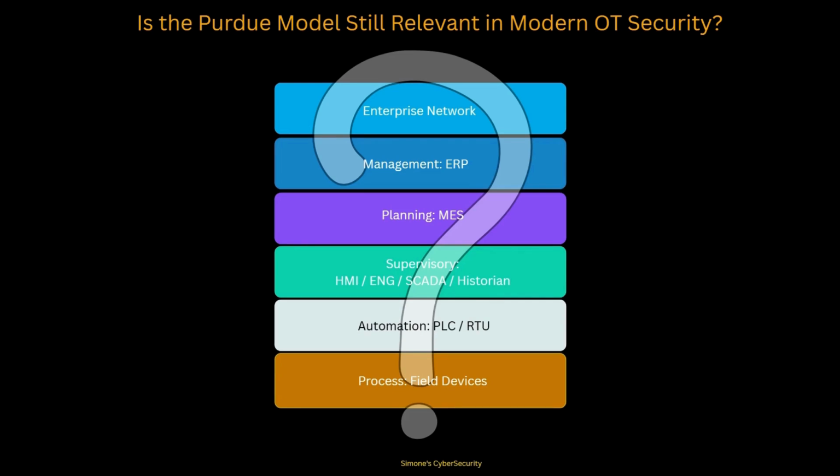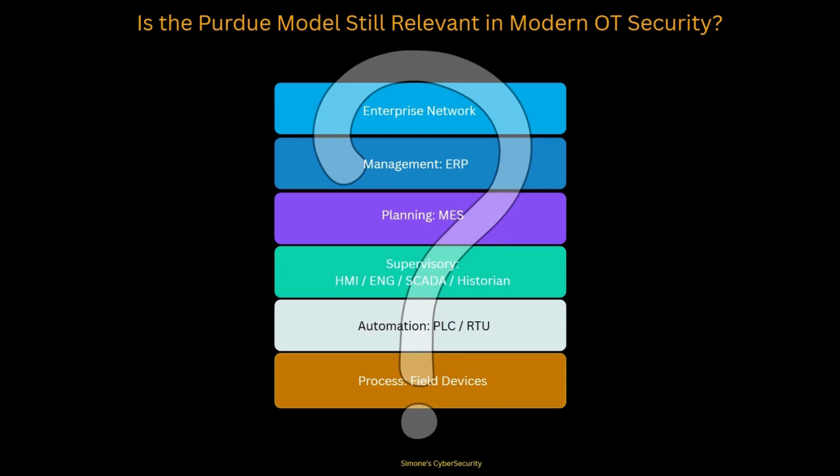Because the Purdue model is still a foundational reference. It continues to serve as the starting point for designing secure architectures and segmenting industrial networks. Even when organizations move toward reference architectures like ISA/IEC 62443, Zero Trust for OT, or cloud-integrated frameworks, the Purdue model still acts as a common mental map, a way to understand where data originates, how control flows, and where to place security boundaries.